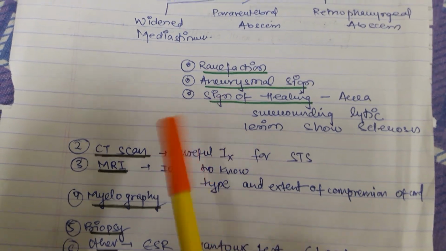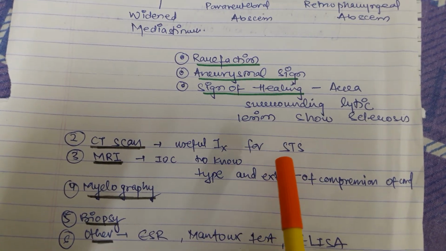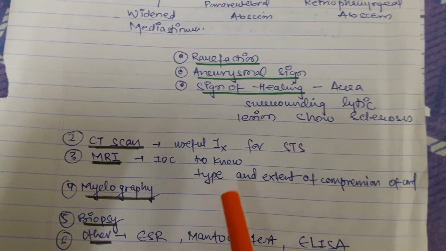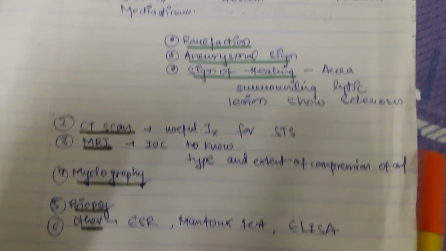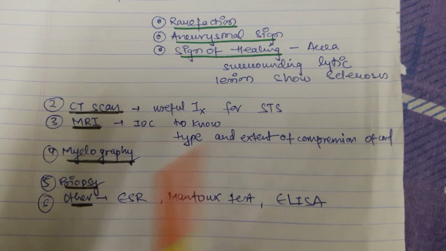CT scan. Besides X-ray, you have to do CT scan. Useful investigation for STS, that is spinal tumor syndrome. MRI, investigation of choice to know type and extent of compression of Pott. Myelography, biopsy, and others include ESR, Mantoux test, or ELISA.